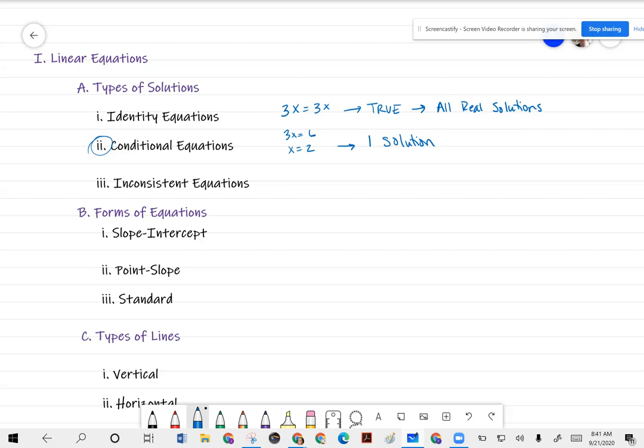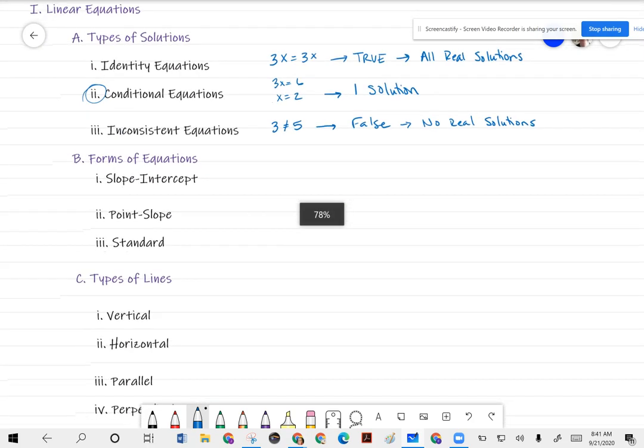But occasionally we can go into inconsistent equations, where you solve and you get something like 3 is equal to 5. So you're getting a false statement. If there's a false statement, that means there are no real solutions. So those are the types of solutions.